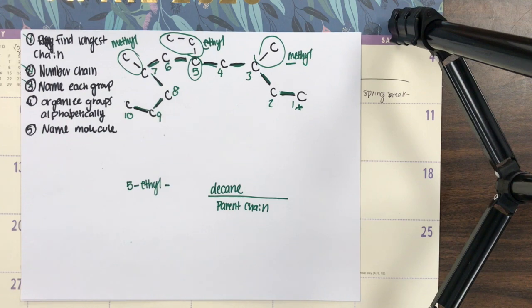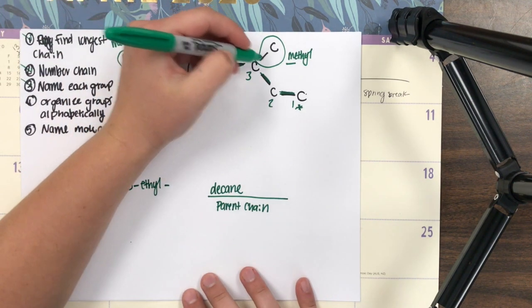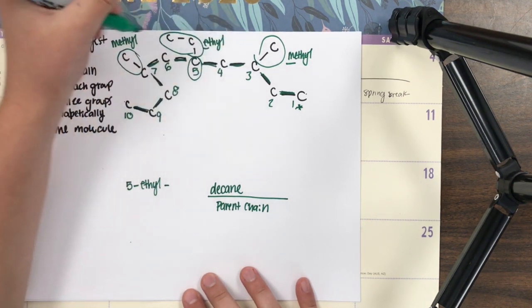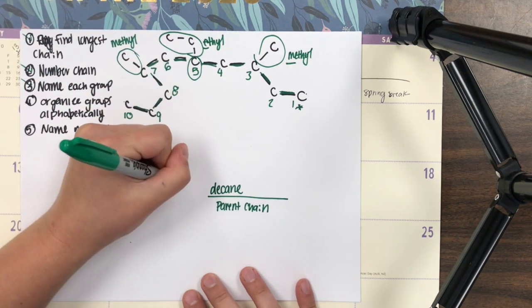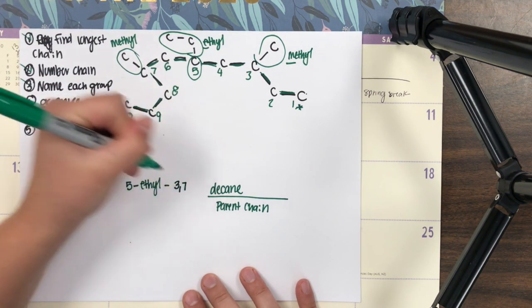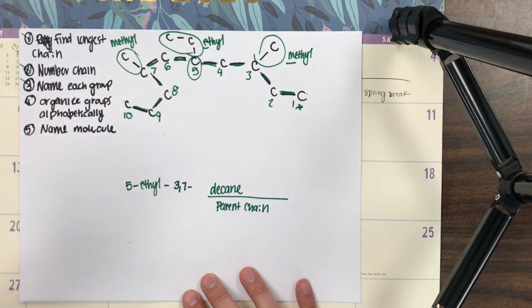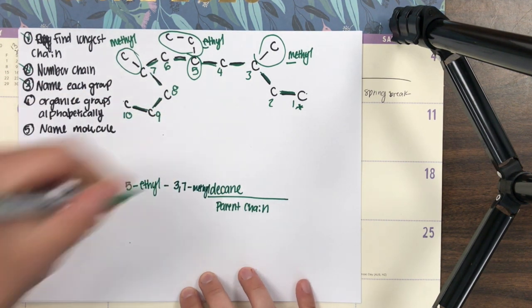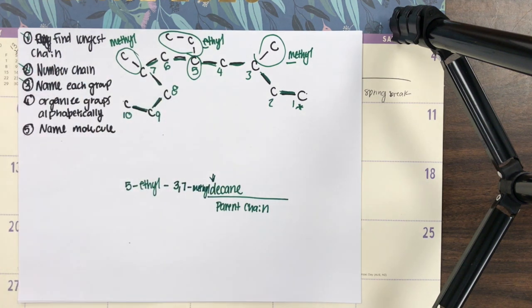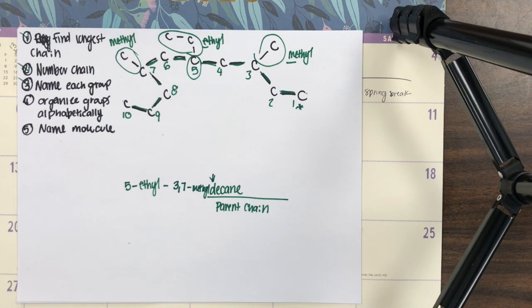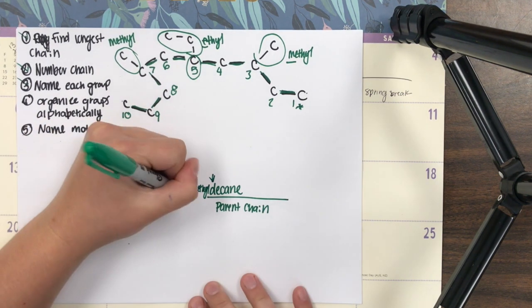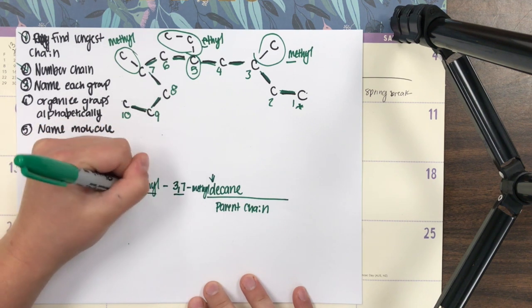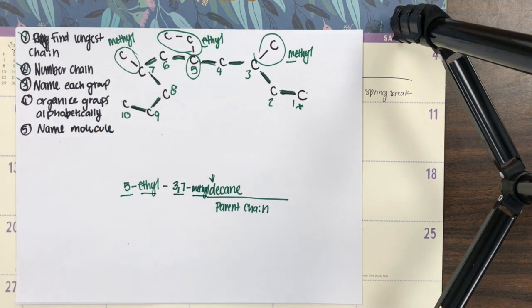So anyways, here's what we're going to do. We have 2 different methyl groups. One of them is on 3, one of them is on 7. So that makes this 3,7, and guess what? Another hyphen, methyl decane. There should not be a space right here. Do not leave a space there. So the name for this molecule is 5-ethyl-3,7-methyldecane. And this is the parent chain. These are the carbons. These are the groups that are attached to those carbons.